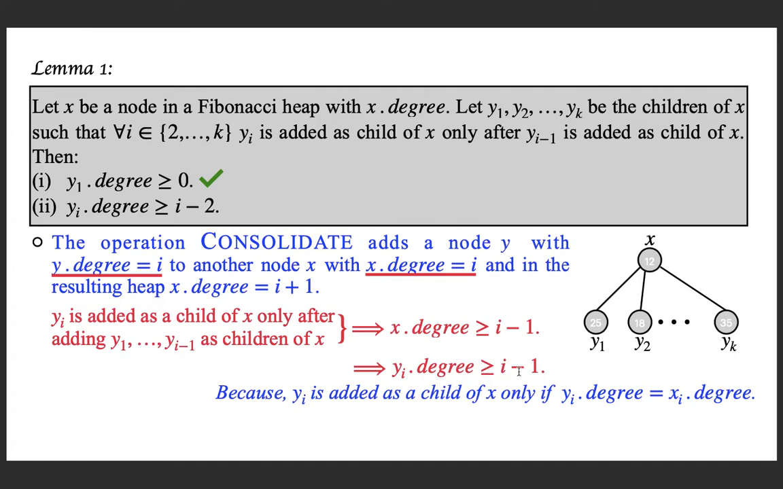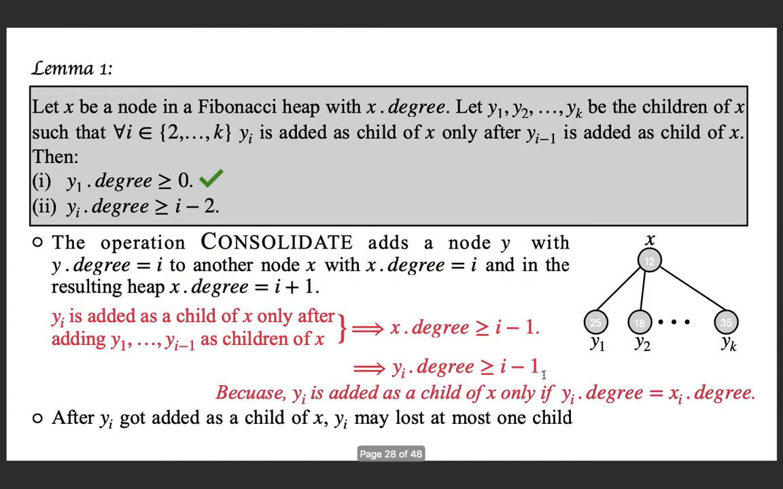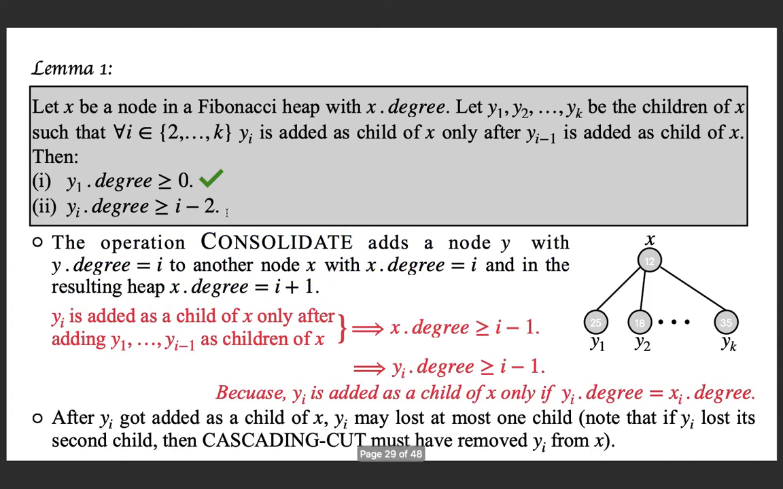So it must be greater than or equal to i minus 1 originally, but later on it may lose a child and hence the degree must be greater than or equal to i minus 2. Originally it was greater than or equal to i minus 1, but later on it may lose a child, and so you can always say that it is greater than or equal to i minus 2. So that is the result that we wanted to prove. I hope you followed the proof, otherwise please watch it again. For the interest of time, let me proceed.